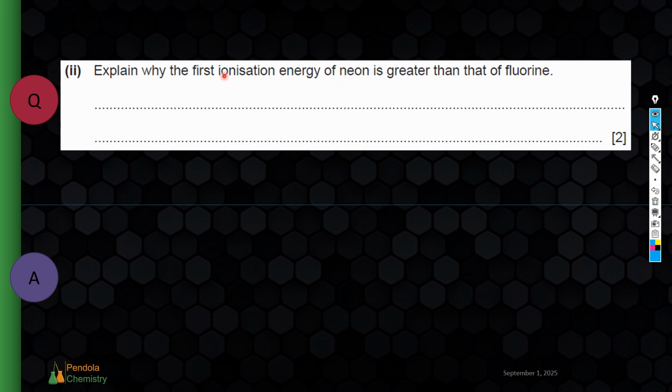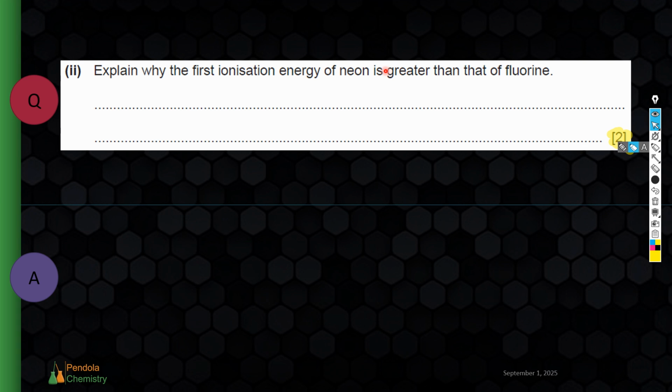That of neon, the first ionization energy, that of neon and fluorine. I want to direct your attention to the fact that this question is 2 points, 2 marks. So there's a few things to consider here. One is the comparison. Explain why the first ionization energy of neon is greater than that of fluorine. They're already telling us it's greater, so you're not going to get a point here for stating that. What you will get points for is the different levels within the explanation.